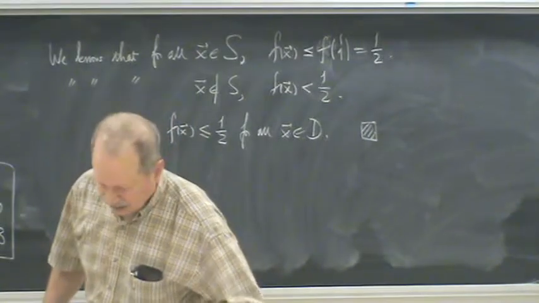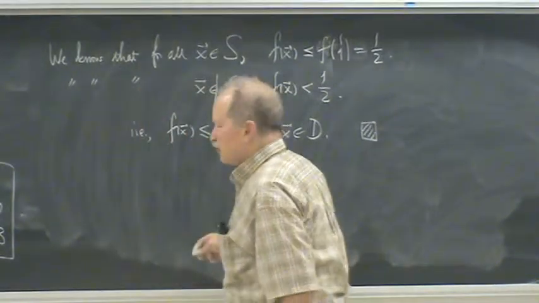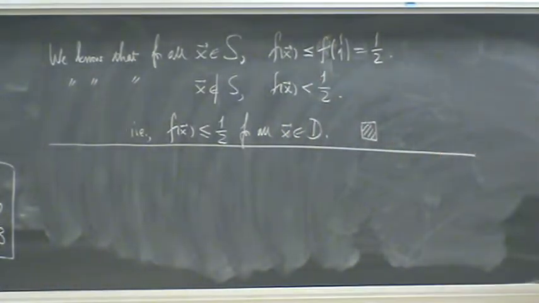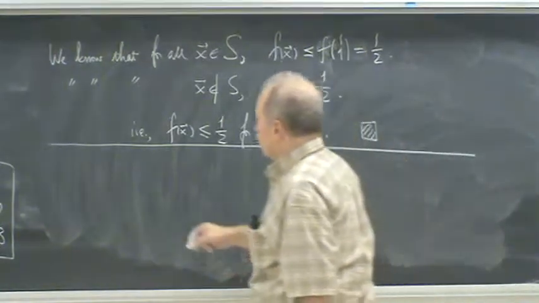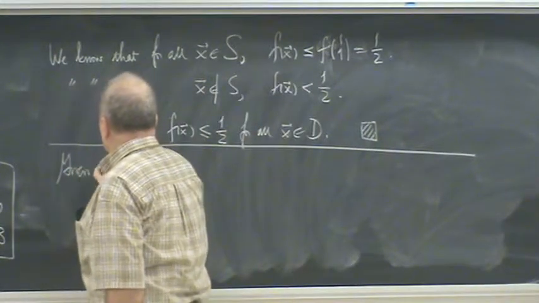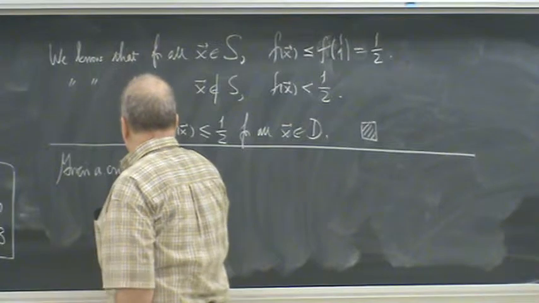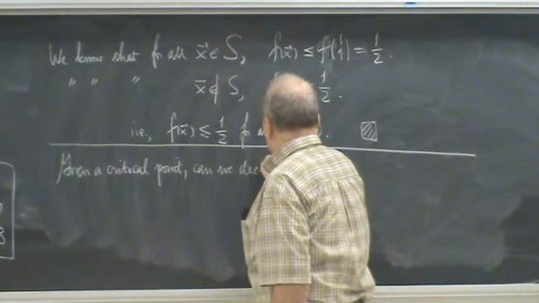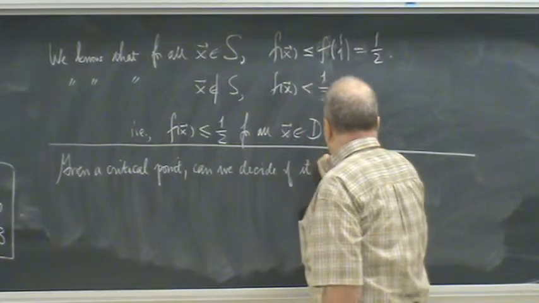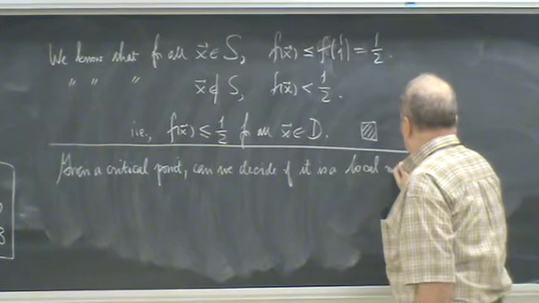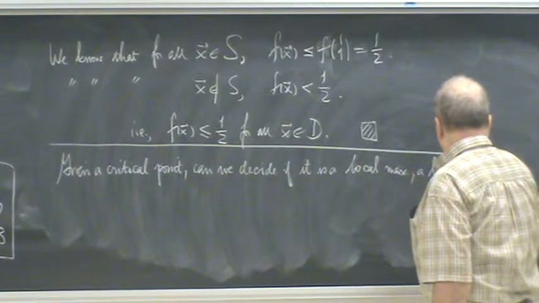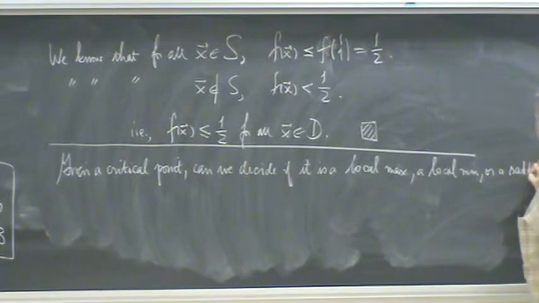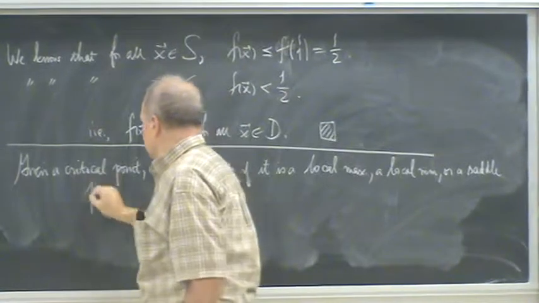Okay, so I'm going to take just a couple minutes to say where we're headed. What comes next? Given a critical point, can we decide if it is a local max, a local min, what else could it be? Saddle point. Or a saddle point? Is that it? Does it have to be one of those?